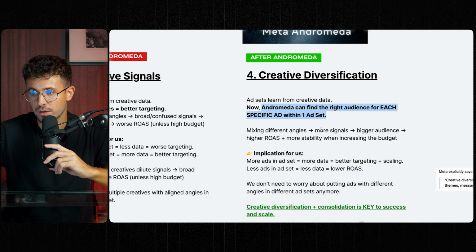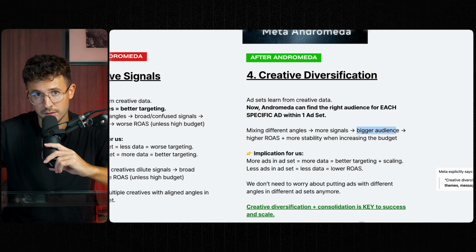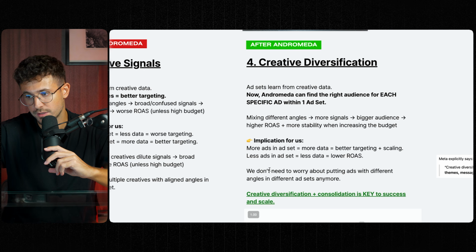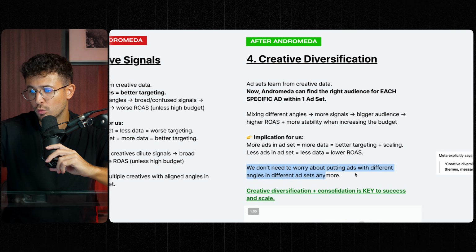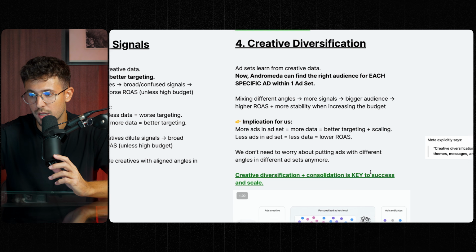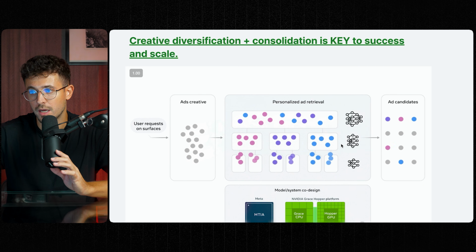So mixing different angles means more signals for the algorithm, so for the ad set, means a bigger audience that the ad set can target, means that we can increase the budget more because we can scale the single ad set more, means higher ROAS, more stability when increasing the budget, okay? So, more ads in one ad set, more data, better targeting, plus scaling. Fewer ads in an ad set, less data, lower ROAS. We don't need to worry about putting ads with different angles in different ad sets anymore. So we can just put everything together. And creative diversification plus consolidation is now the key to success.